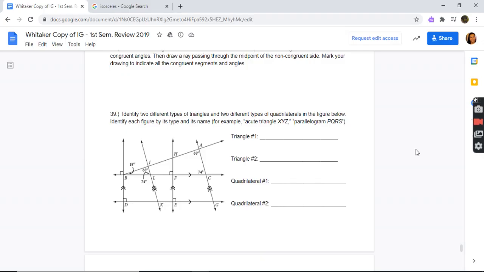Alright, let me know if I'm going too fast. Identify each figure by its type and its name. For example, acute triangle XYZ and a parallelogram PQRS. What do you think? What do you think it looks like? What do you think it could fit?